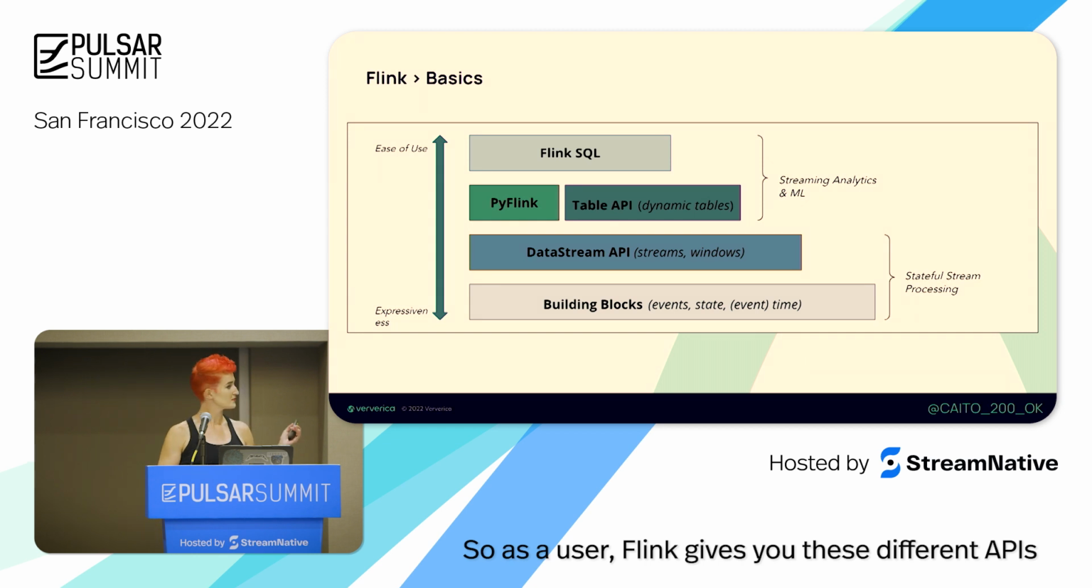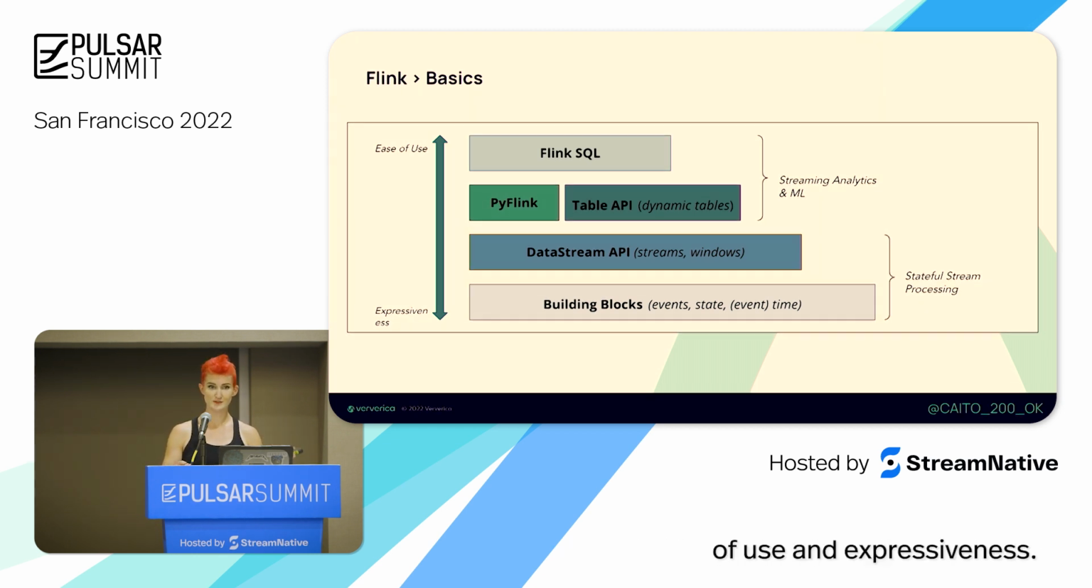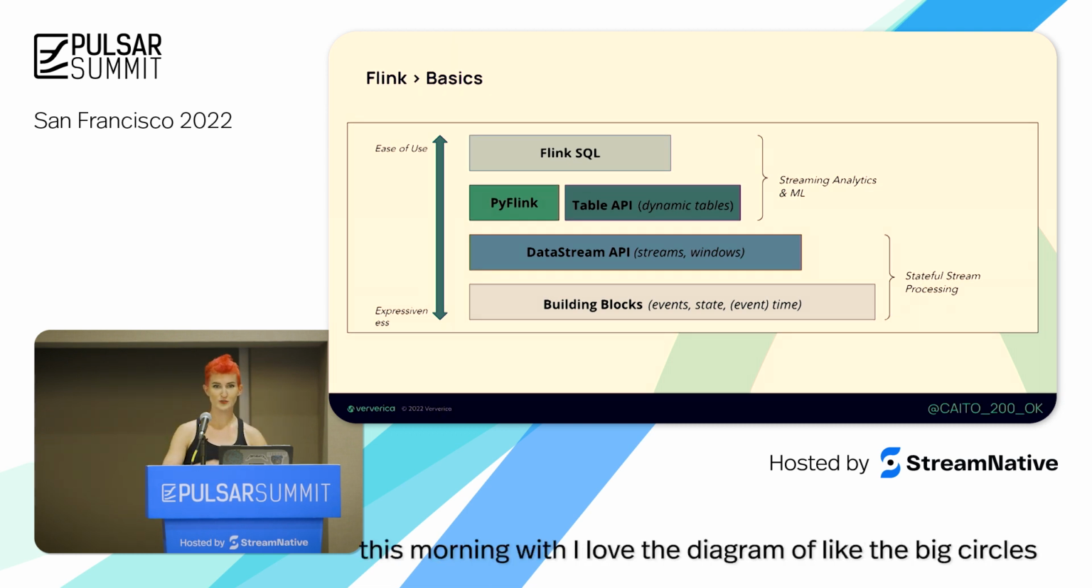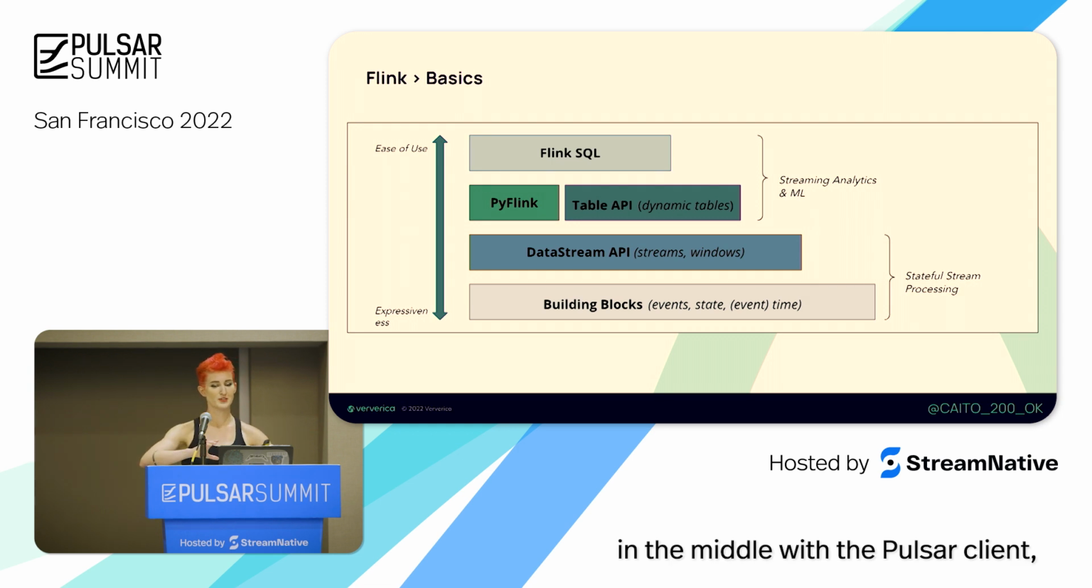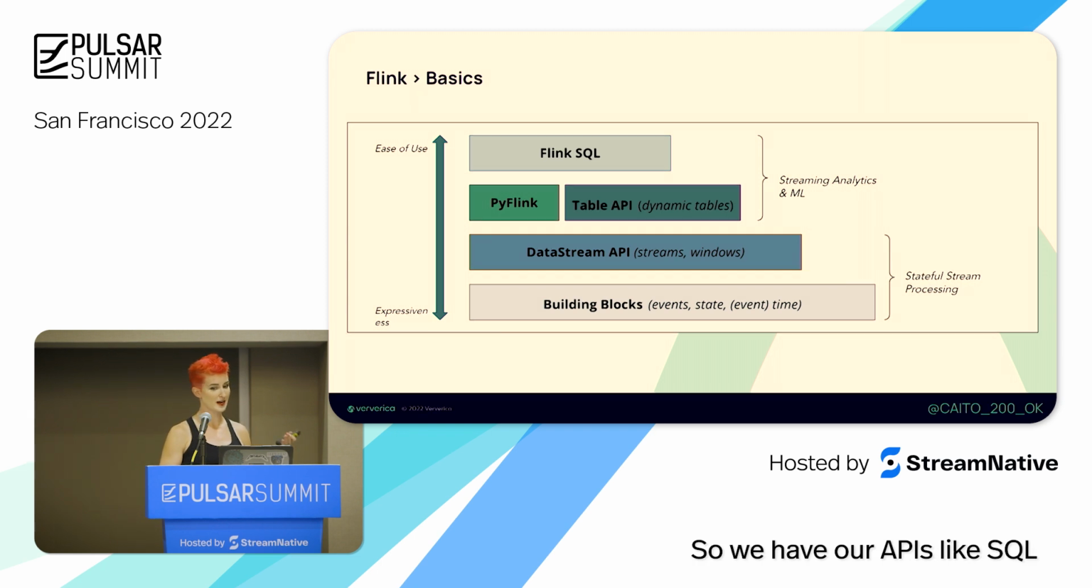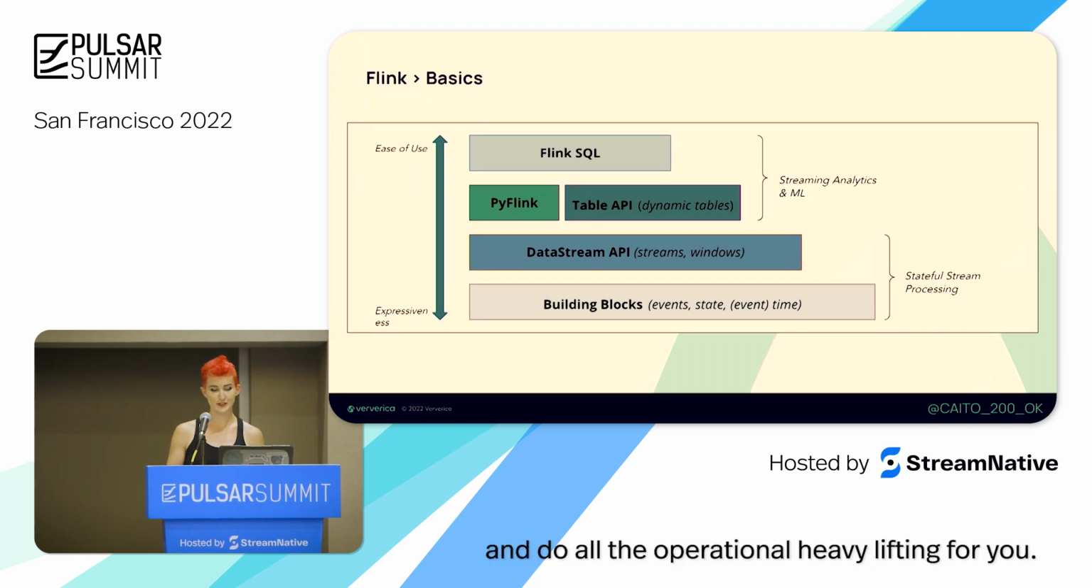As a user, Flink gives you different APIs to choose from that trade off ease of use and expressiveness. This is kind of like what we saw in the keynote this morning, with the diagram of the big circles and Pulsar SQL in the middle with the Pulsar client at the end there. This is the same idea, but the Flink version. We have our APIs like SQL that we're going to be talking about, as well as PyFlink and the table API, that are more like your relational way of thinking about data. These allow you to express problems in a really concise way and do all the operational heavy lifting for you. As you progress down, using the APIs starts to get more complex, but you get more control over the programs that you're building and how they're executed.